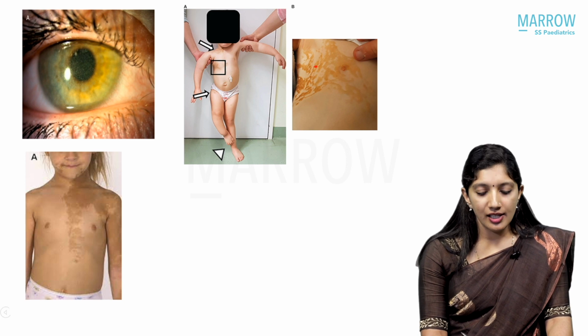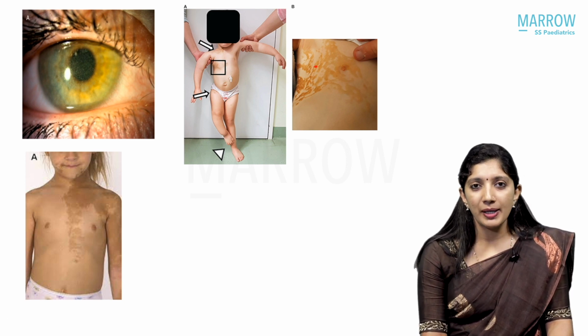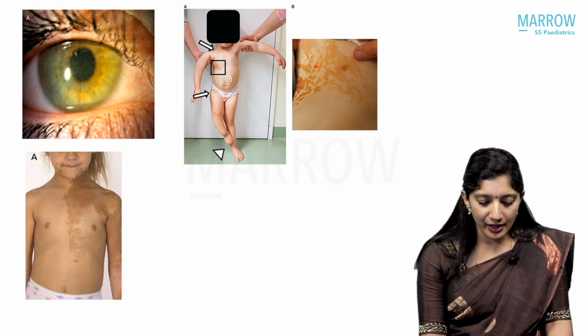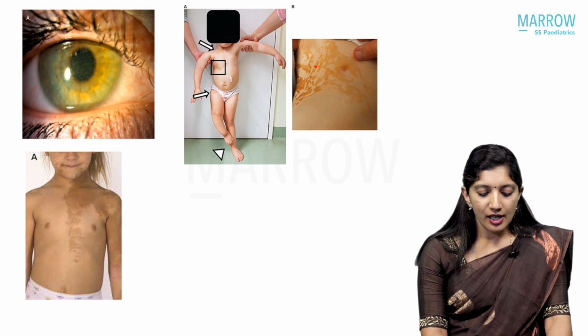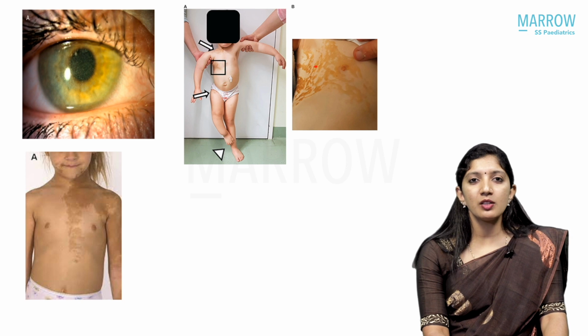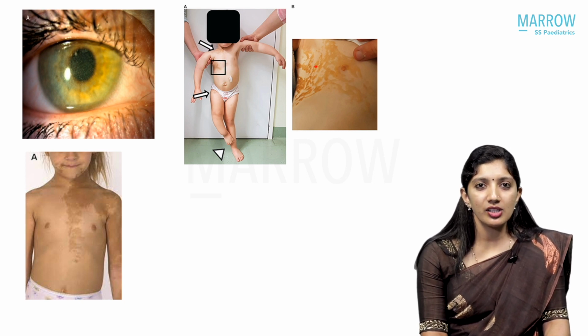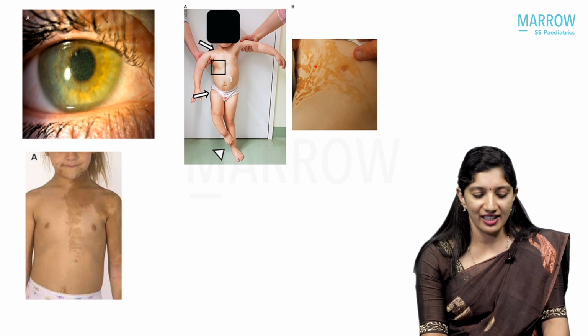And what is this? It's a large café-au-lait macule. It's pathognomonic of McCune-Albright syndrome. So, a large café-au-lait macule obeying the midline, not crossing the midline. This is a case of McCune-Albright syndrome with polyostotic fibrous dysplasia and excess FGF23 production, leading to hypophosphatemic rickets.